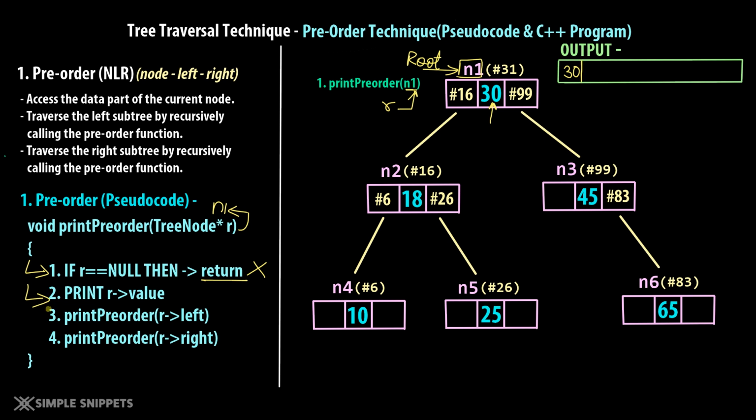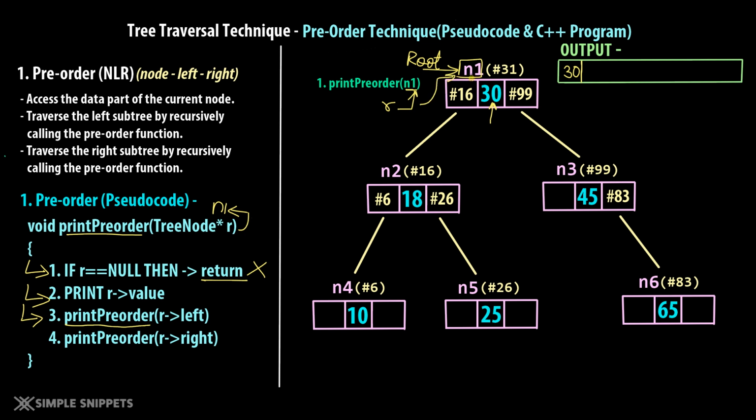Okay, alright. Step 2 is done. Now we move to step 3. Now this is where step 3 is a recursive call, because you can see the name is the same, that is print PreOrder. We are giving a recursive call, but this time the node that we are passing is equal to R of left. Currently R is pointing to n1, right?